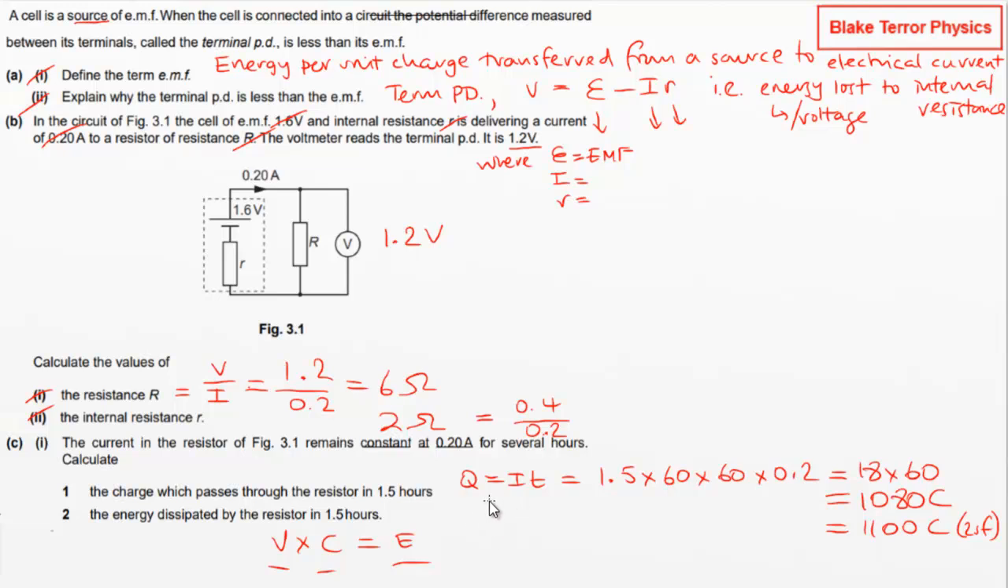And the voltage was what, 1.2. So we've got 1.2 times 1080. So we need to add a fifth on, which is an extra 216. So that is going to be 1296 joules, which is 1300 joules, again to two significant figures. So giving us some quite nice numbers there, keeping us off the calculator.